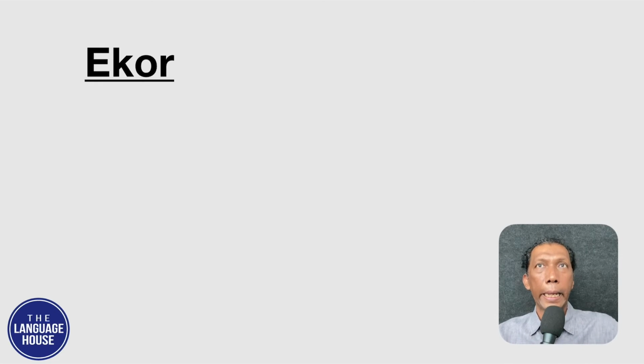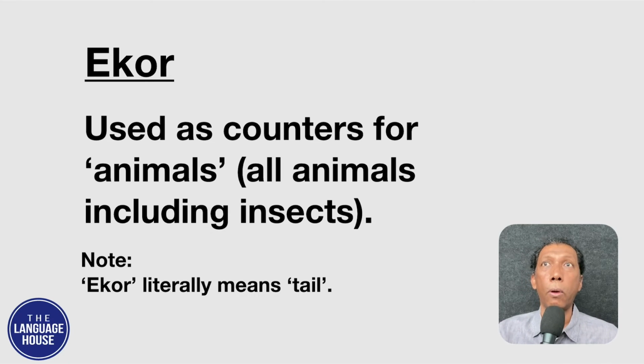Ekor. Not eko, it's ekor. Ekor is used as a counter for animals. All animals. From 4-legged, 3-legged, no legs, insects, even dinosaurs, you would just use ekor, as long as they are animals. Even animals without tails, because ekor means tail. Ekor means tail. So that's the easy way to remember for animals.